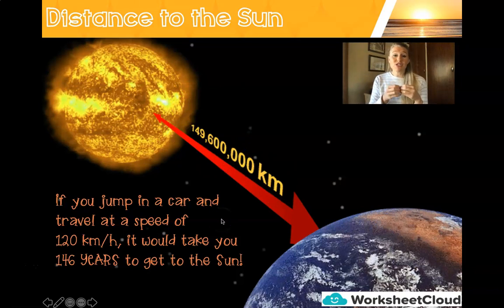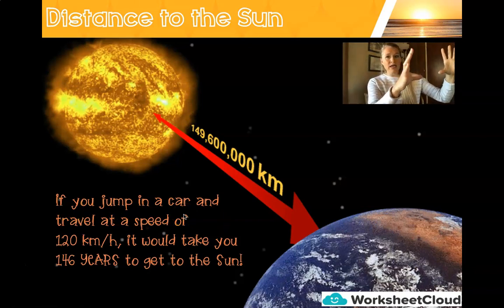Now, just to put it into perspective, if you jump into your car, and you know on the highway you see the big sign that says your maximum speed is 120 kilometers an hour. If you get into your car and travel at that maximum speed and you go to the sun, it's going to take you 146 years. That's without stopping, without having a petrol break, without stretching your legs.